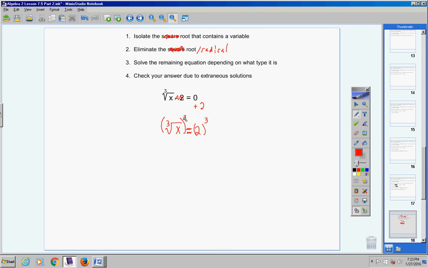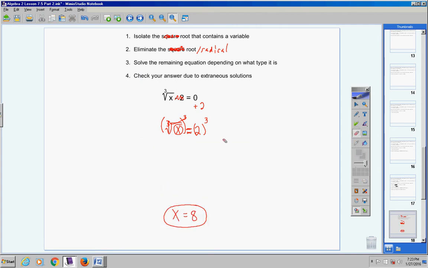Now, when you cube a cubed root, they basically cancel out, leaving you with just the radicand. And then 2 to the third power is 8. Look at that, we're done. There was really no step 3 to do in this problem. There was nothing to solve. As soon as we eliminated the cube root, then we were left with this. Now, always check your answer, students. Always. You might get no solution.